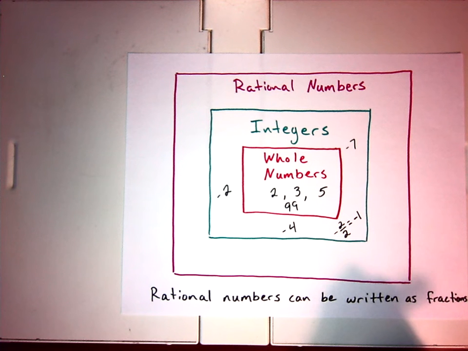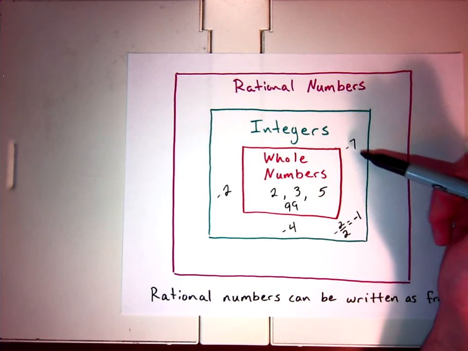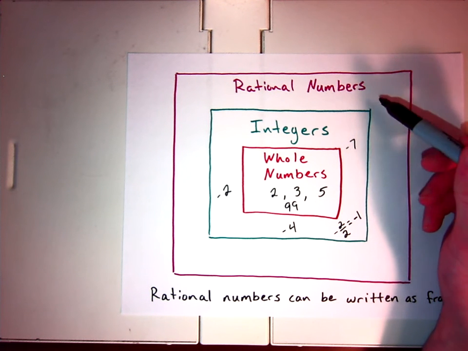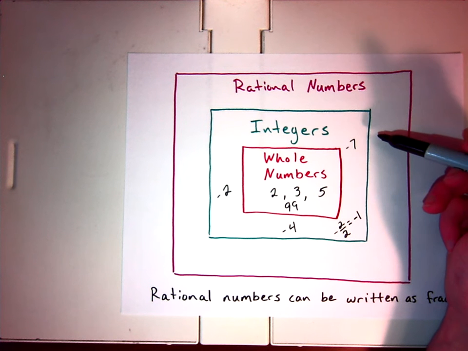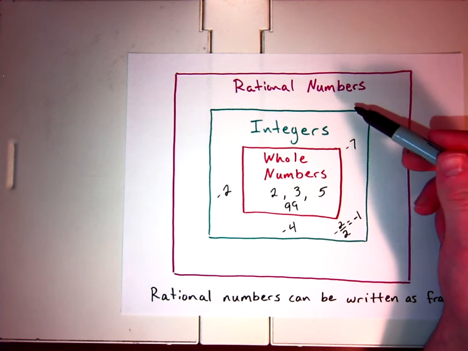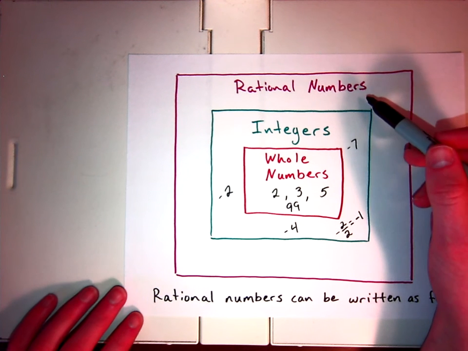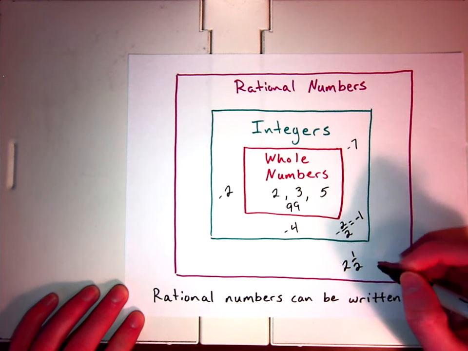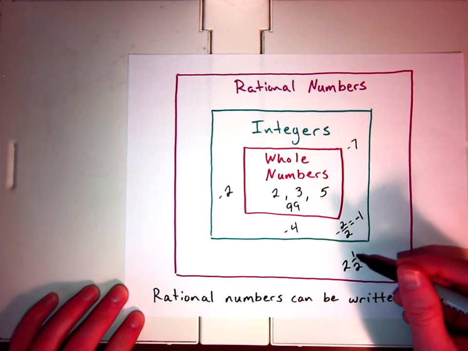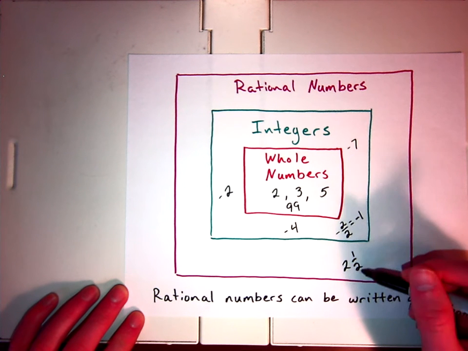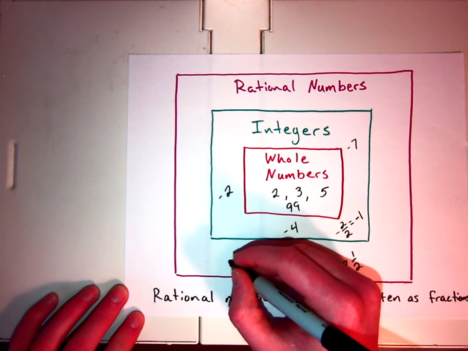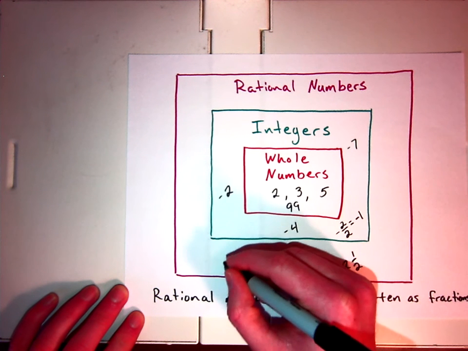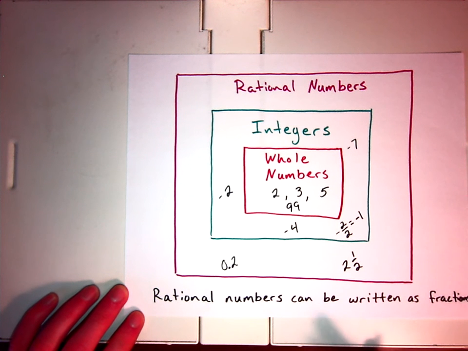Now, rational numbers include integers. An integer, -7, is a rational number. The number 5 is a rational number. But rational numbers are also going to include things like mixed numbers, 2 and 1/2. That's not a whole number, it's not an integer, because it has 2 wholes and 1/2. It could also include decimals, like 0.2. That's a rational number.